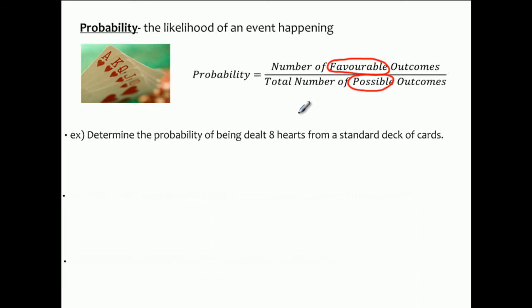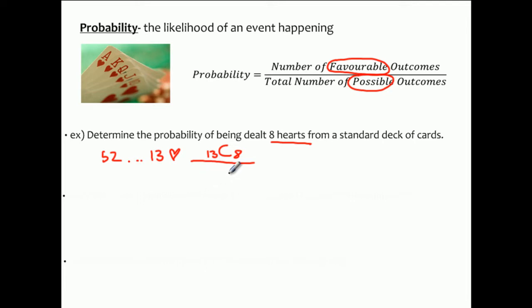If we want to determine the probability of being dealt 8 hearts from a standard deck of cards, we want 8 hearts. That is the favorable outcome. So the number of ways that you can get 8 hearts from a deck of 52, well, there is 52 cards total in a deck, and there's 13 that are hearts. To find out the number of ways we can be dealt 8 hearts, we have 13 possible hearts to choose from, and we want them 8 at a time.